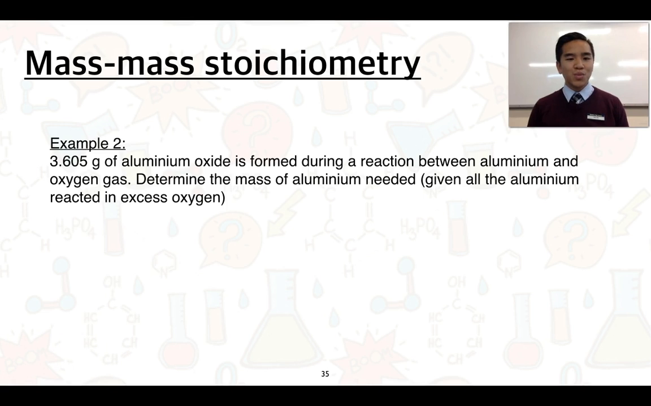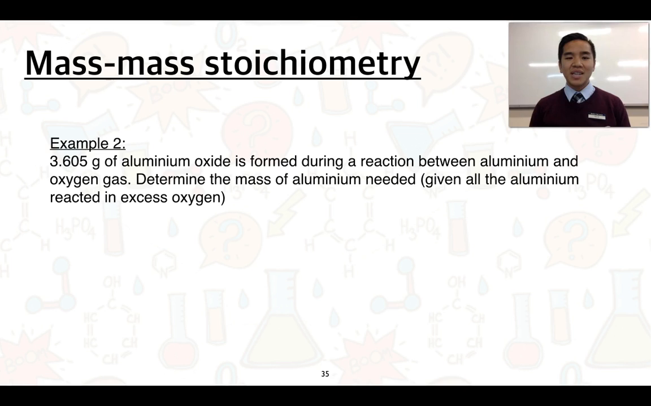Just for a second example, we're going to use the same reaction, but this time I've told you how much of our product has been formed. 3.605 grams of aluminium oxide is formed during a reaction between aluminium and oxygen gas. We need to then determine the mass of aluminium that's needed, and I've put in here in brackets, given all the aluminium reacted in excess oxygen. That just means we've got plenty of oxygen to allow the aluminium to react.